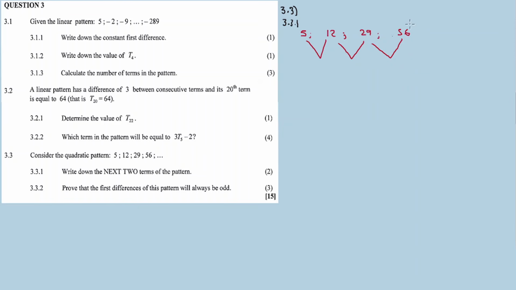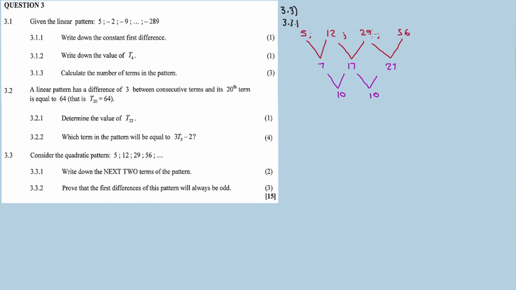17 minus 7 is 10, 27 minus 17 is 10. Then setting the second common difference again, which is 17 minus 7, is 10. So it's 10. Now, if you have to find the next two terms, this is how you find the next two terms.